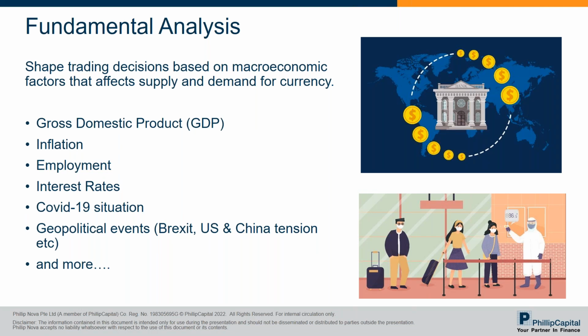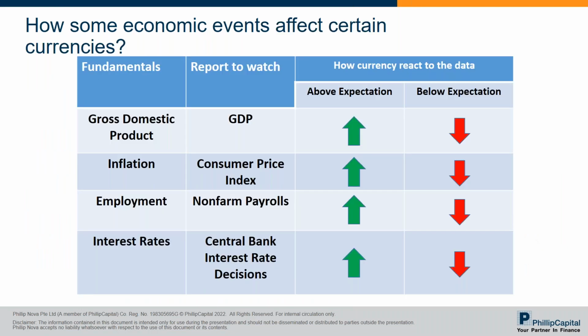Basically, it shapes your trading decisions based on macroeconomic factors that will affect the supply and demand of the currency. Okay, so from here, I am focusing more on the Forex market trading portion. Basically you're looking at things that are happening around the world that would affect the supply and demand. These factors could be GDP, inflation, employment, interest rates, the COVID-19 situation, the Russian-Ukrainian war. Actually all these events would have an impact on the currencies. So that is what fundamental analysis actually is. You look at real world happenings and make a call on where you think the currency would be going.